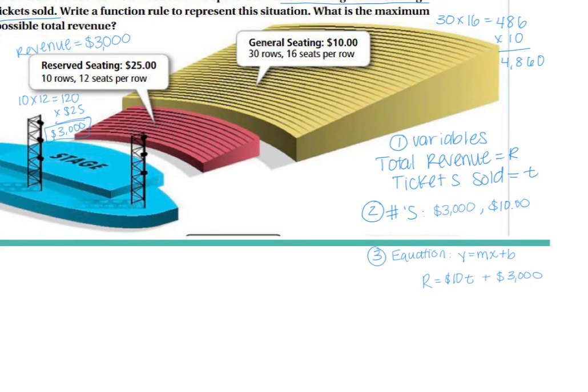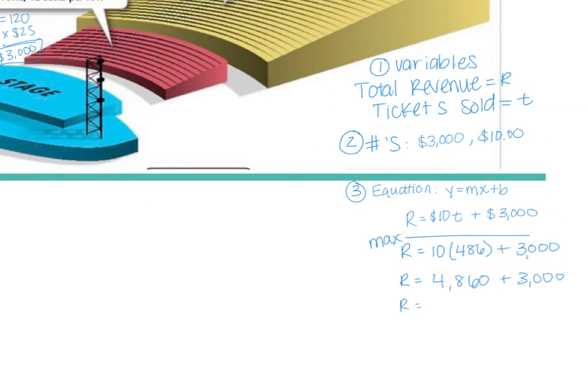So if the total number of tickets you could sell is 486, this is the max, your revenue is going to be $10 times 486 plus the original 3,000 that you made from the reserved seating. So revenue is going to be 4,860 plus 3,000. So your total revenue maximum will be 7,860. Very nice.